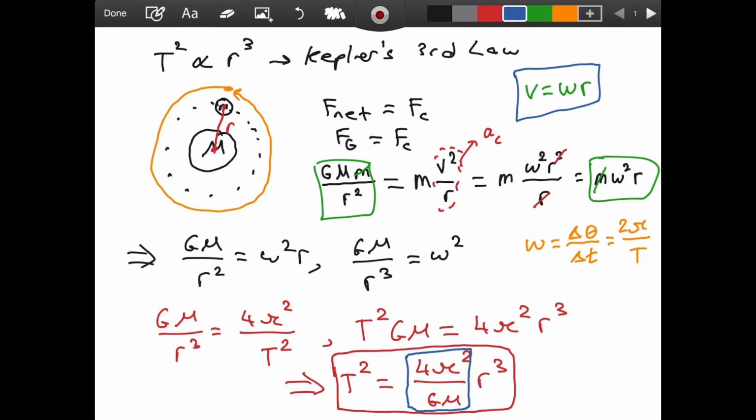Just a quick addition, if you wonder why v is equal to omega r, I realized that I didn't go over this in the video. If you wonder how this is correct, let me show you. So I said that v is equal to omega r. Well, this can be derived as follows.